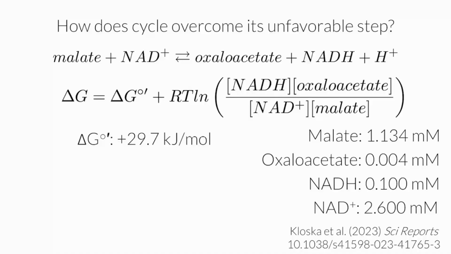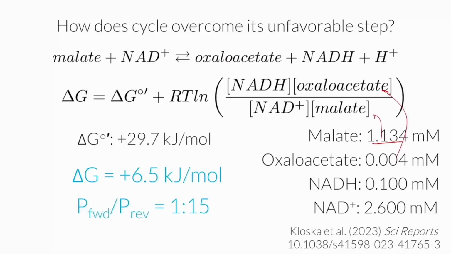Great, let's plug in the answer. So if you plug in the concentration of malate up here and the concentration of oxaloacetate here, et cetera, you get a number that is 6.5 kilojoules per mole. So it's still unfavorable. The reaction would still prefer to go backwards more often than forwards, but it's much, much less unfavorable than you would see.